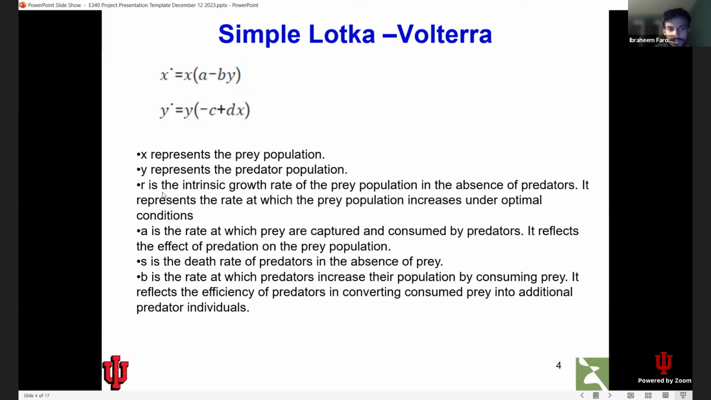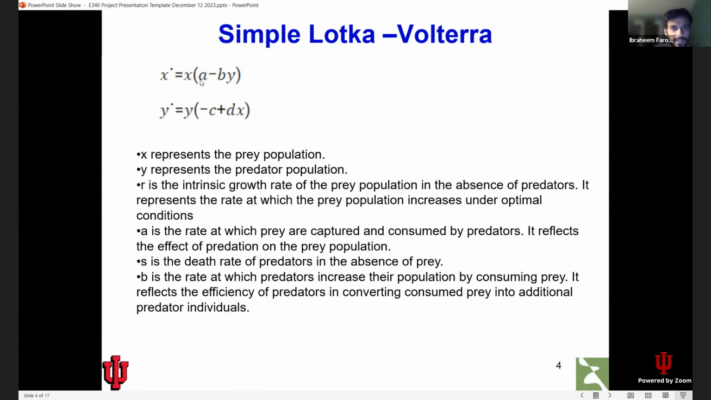A here is actually the intrinsic growth rate of the prey population in the absence of predators. So it represents the rate at which the prey population increases under optimal conditions. This is just the natural growth rate of the prey species. And then B, this is also wrong, my bad. B is the rate at which prey are captured and consumed by predators, and it is symbolic of the effectiveness of predation of predators on prey species.